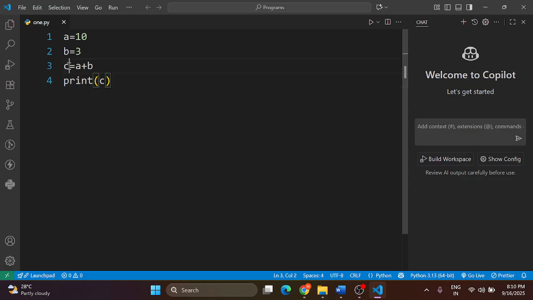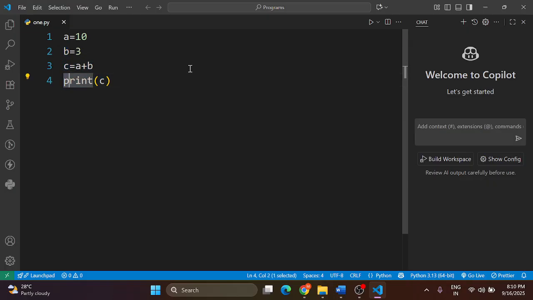Actually here C is a token, equal to is a token, A is a token, plus is a token, B is also a token. So it is five. C equal to A plus B. A is a separate token, plus is a separate token, B is a separate token. In total, we have used 5 tokens to form this statement, right? Yes, sir, 5 tokens.